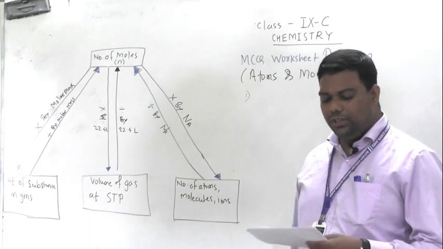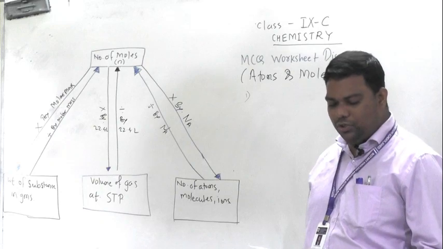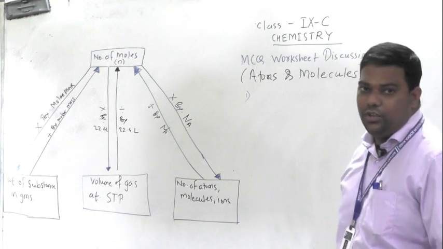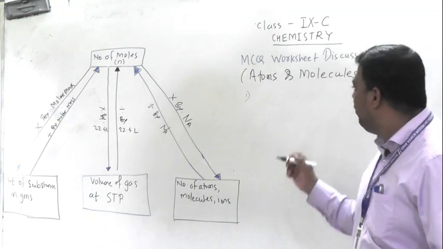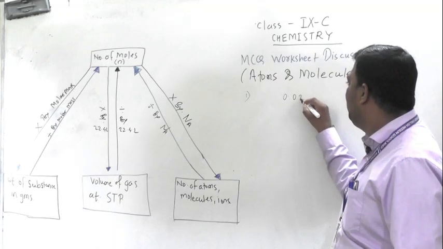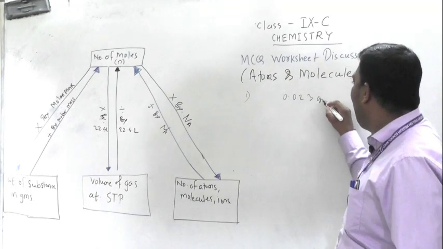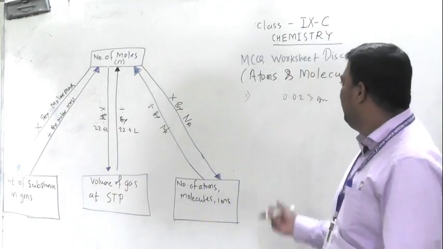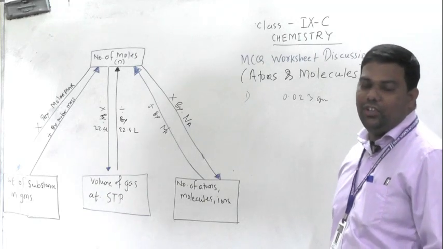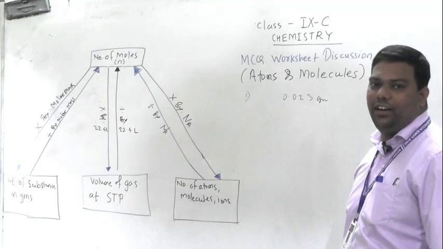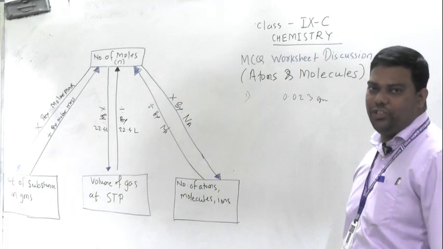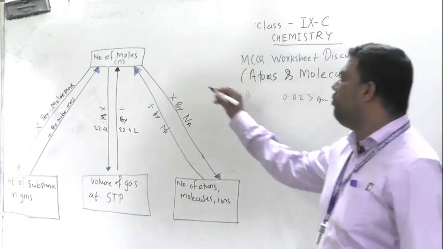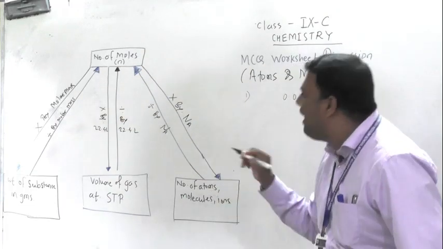A piece of sodium weighs 0.023 gram. The number of atoms present in it? They gave the weight as 0.023 grams. Here you must know the atomic mass of sodium. Atomic number is 11, and it contains 12 neutrons, so 11 plus 12 is 23. Here first you have to calculate the number of moles, and then we have to calculate the number of atoms.